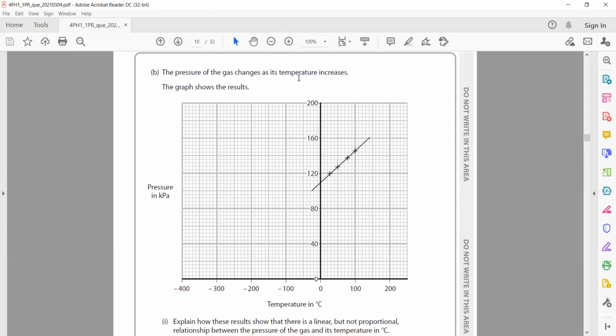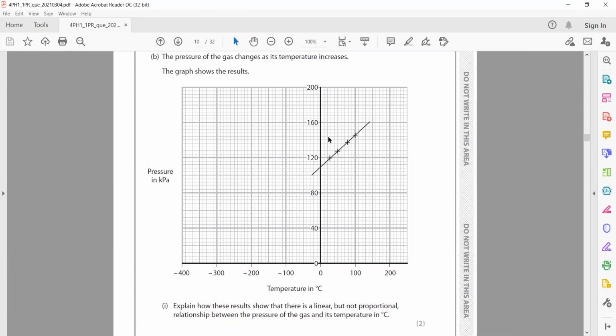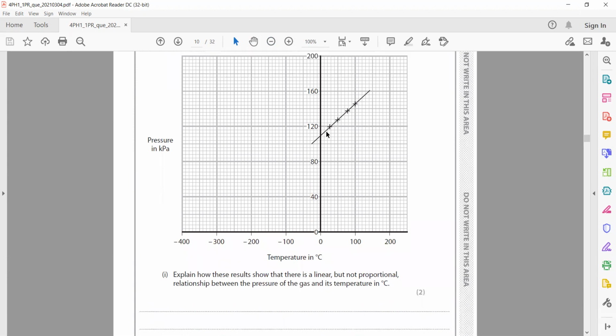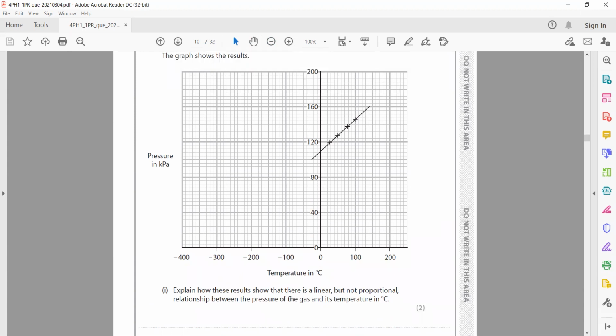The pressure of a gas changes as the temperature increases. The graph shows the result. Explain how these results show that there is a linear but not proportional relationship. So it is a linear relation because it is a straight line. And why is it not proportional? Because it is not a straight line passing through the origin.